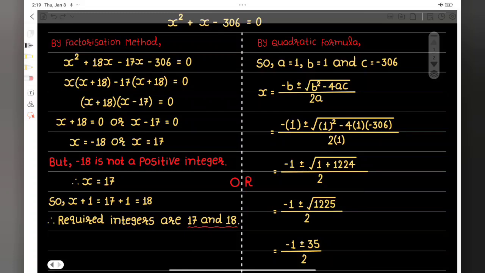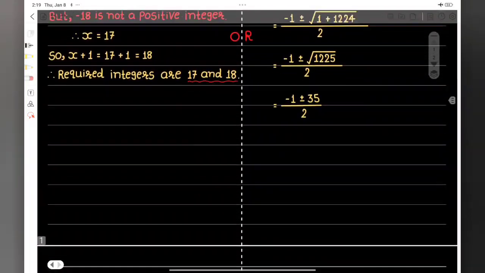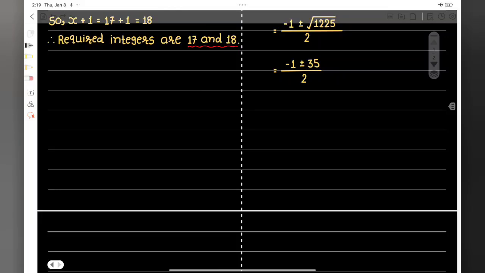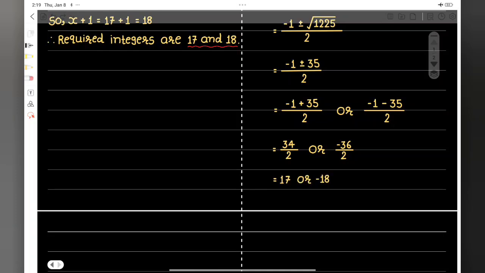So the square root of 1225 is 35, or you can find by any other method. Now simplify this. Minus 1 plus 35 by 2 or minus 1 minus 35 by 2. Minus 1 plus 35 means 34 by 2, or minus 1 minus 35 means minus 36 by 2. 34 by 2 is 17, or minus 36 by 2 is minus 18.